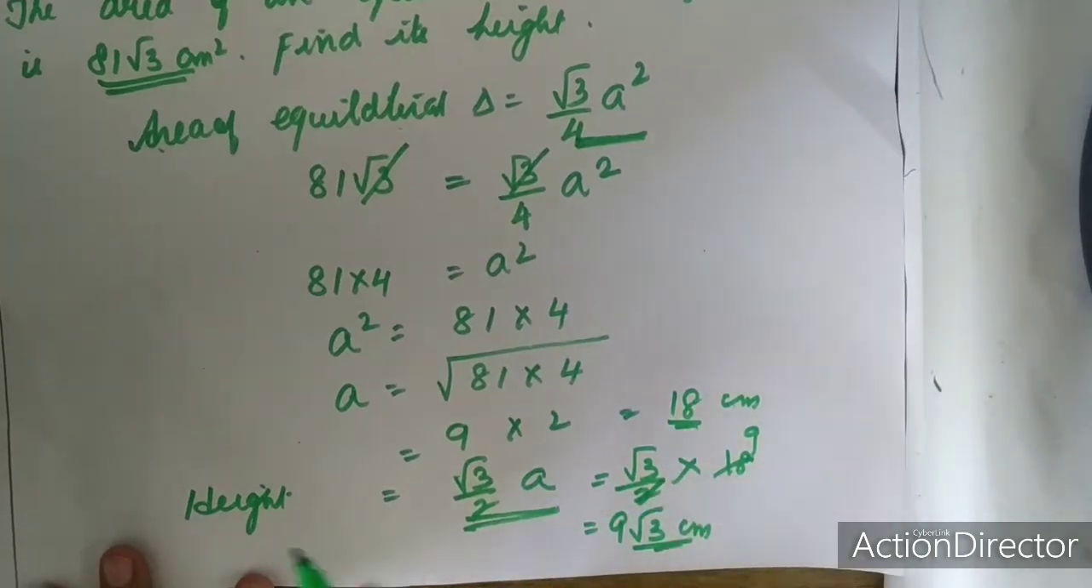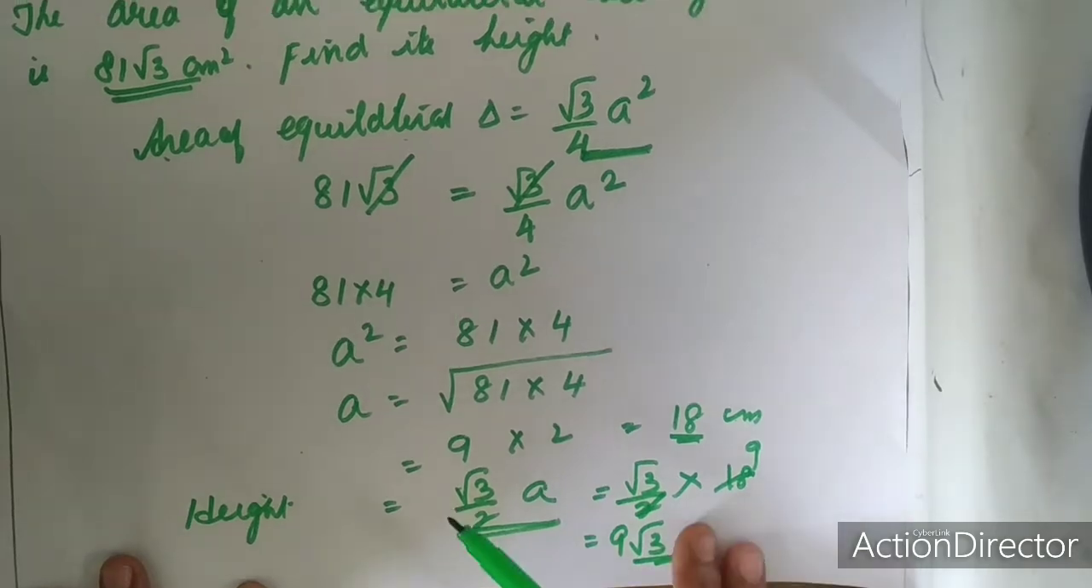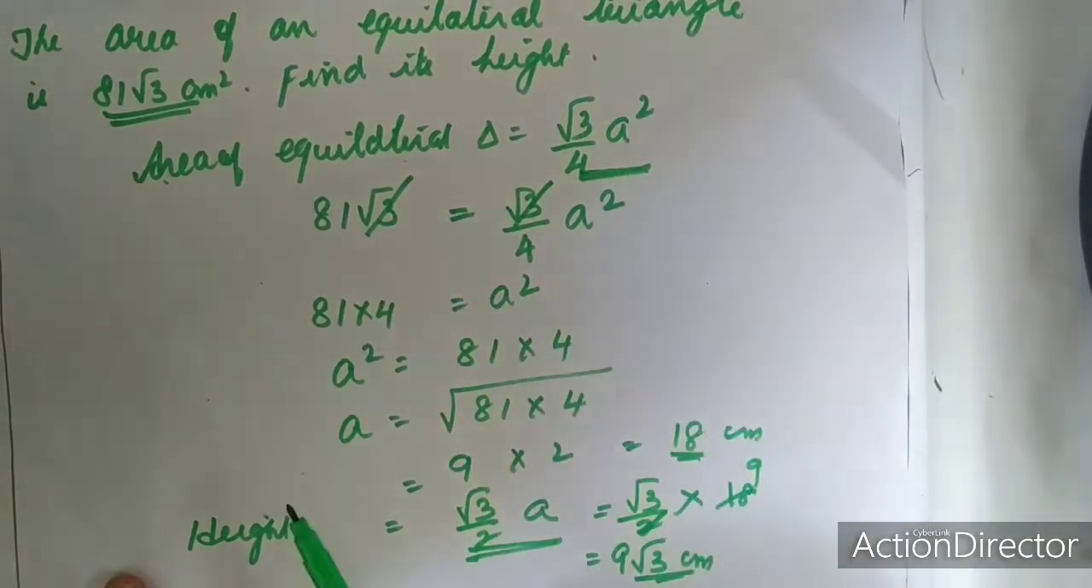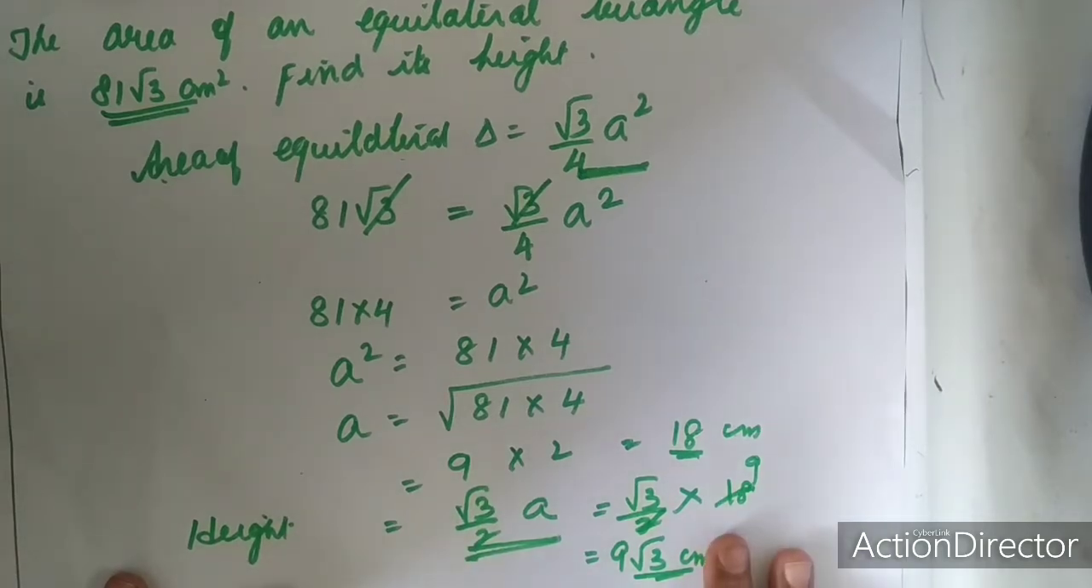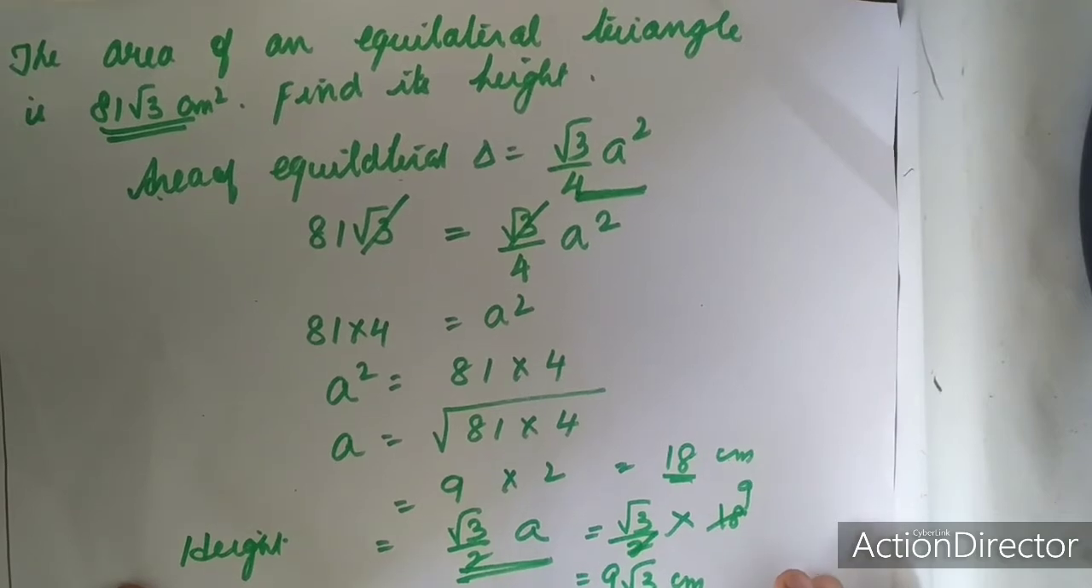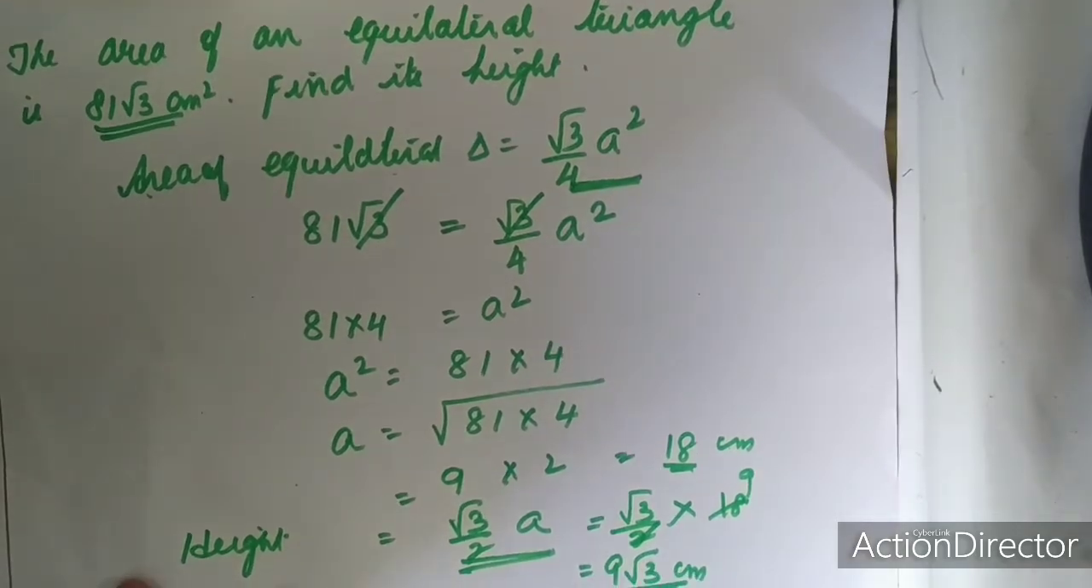centimeter. Now you know the formula of height of equilateral triangle, which is root 3 upon 2a. Putting the value of a as 18, I am getting the answer as 9 root 3 centimeter. So this formula of area of equilateral triangle and height of the equilateral triangle will be very useful for you to attempt all the MCQ questions.